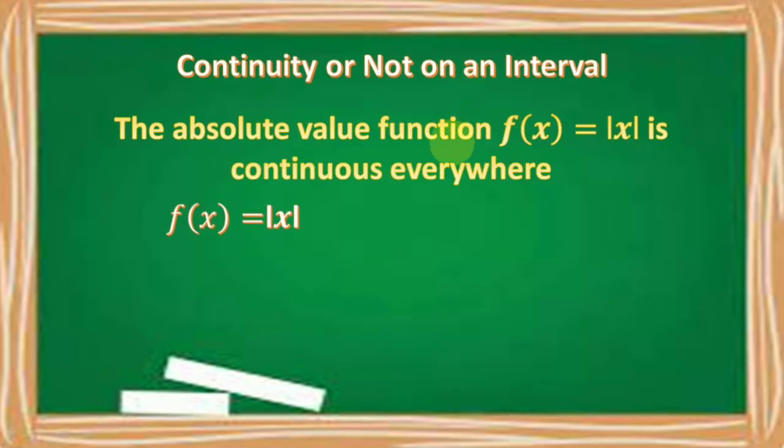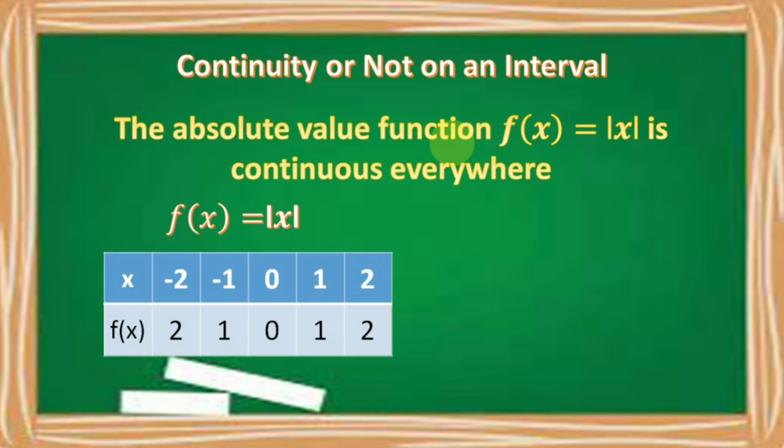Next type of function is the absolute value function. It says that the absolute value function f of x equals the absolute value of x is continuous everywhere. Let's have the table of values.